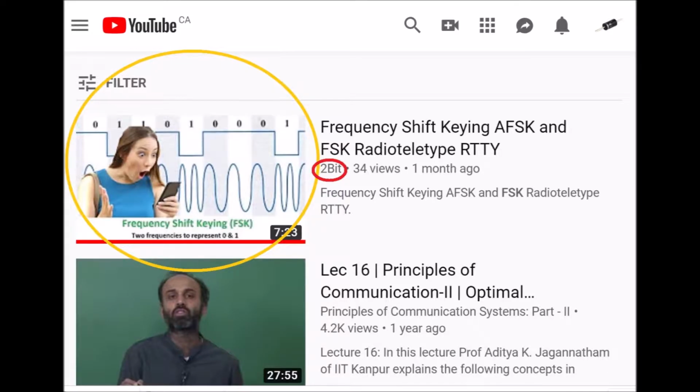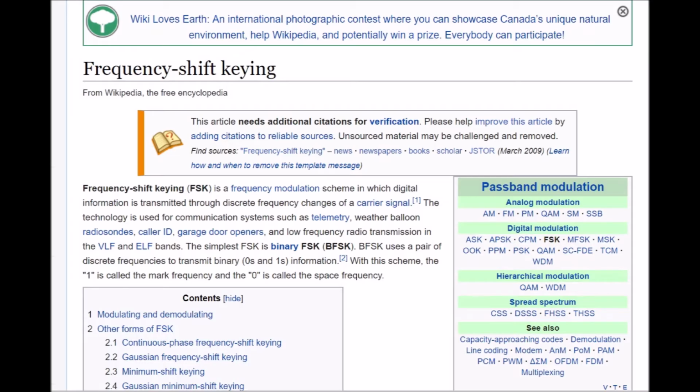Next definition. I actually made a video on this before. I'll try and leave that as a link in the description below. Frequency shift keying is a frequency modulation scheme in which digital information is transmitted through discrete frequency changes of a carrier signal. The technology is used for communication systems such as telemetry, weather balloon radio sondes, caller ID, garage door openers, and low-frequency radio transmission in the VLF and ELF bands.